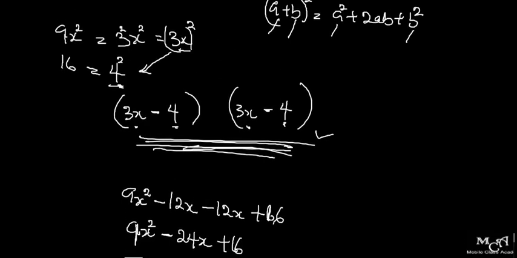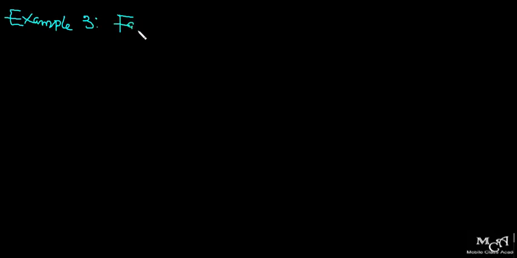So we are done with this. Let's look at another example. Let's look at example 3. Example 3 is: factorize 1 plus 4 over x plus 4 over x squared. This is what we are given.